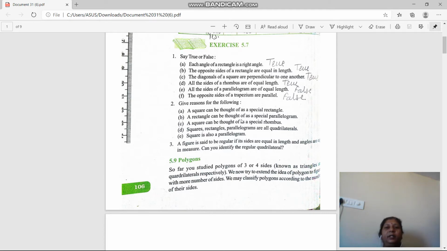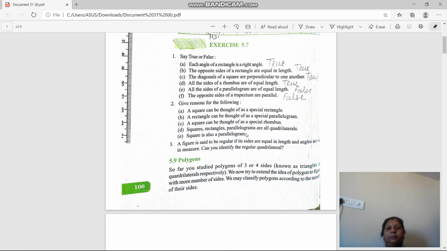A rectangle can be thought of as a special parallelogram. Yes, because in parallelograms opposite sides are parallel. In rectangle also they are parallel, but in rectangle all angles are right angles. It is not followed in parallelogram. That's why it is a special parallelogram. A square can be thought of as a special rhombus. Yes, because in rhombus all angles are not right angles, but all the characters of rhombus are followed by the square. That's why square is a special rhombus.